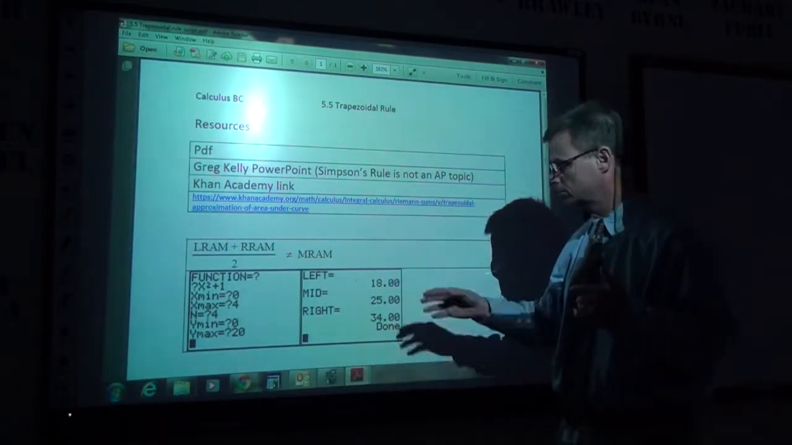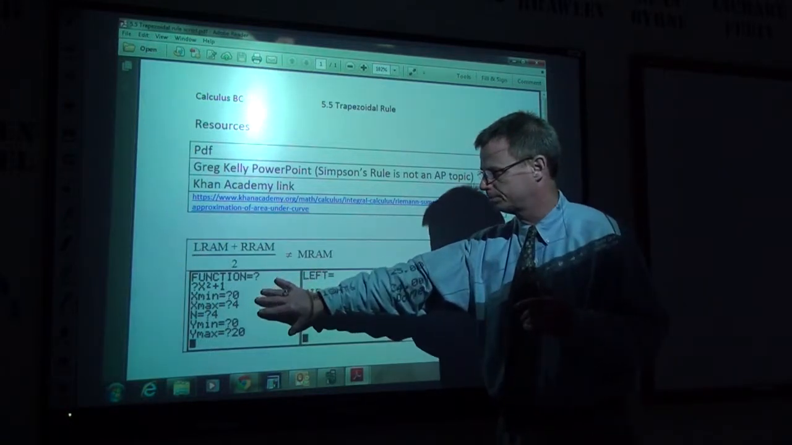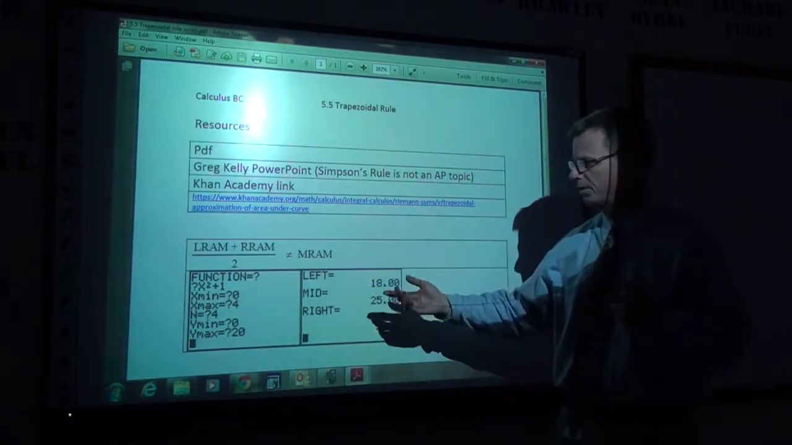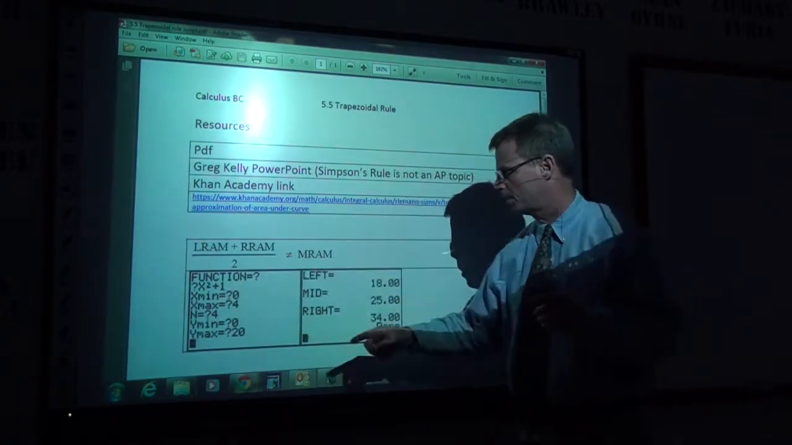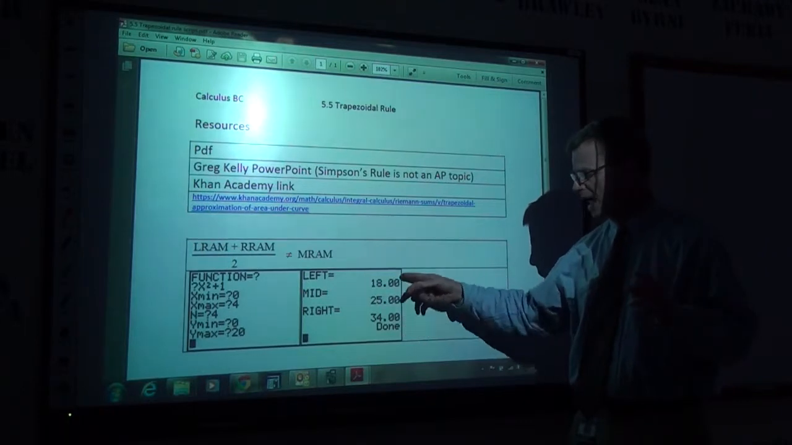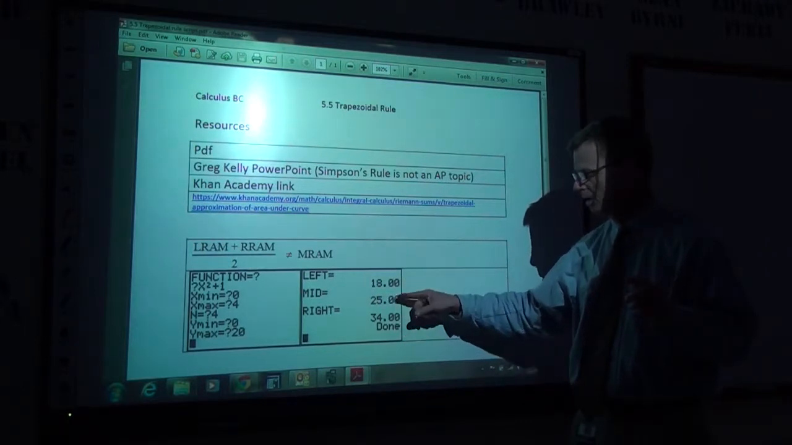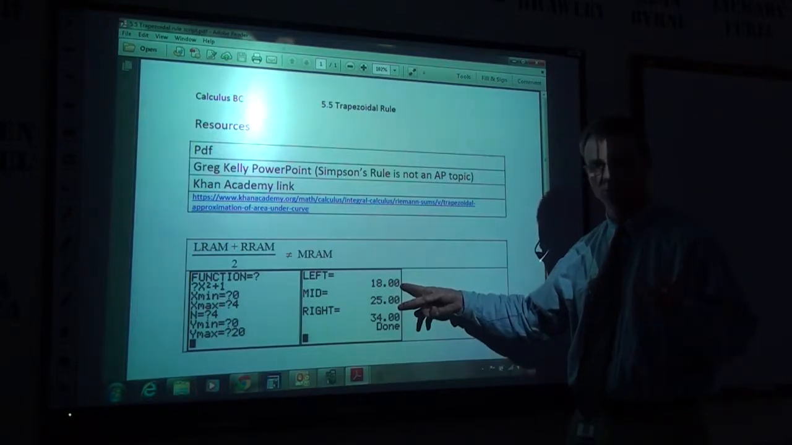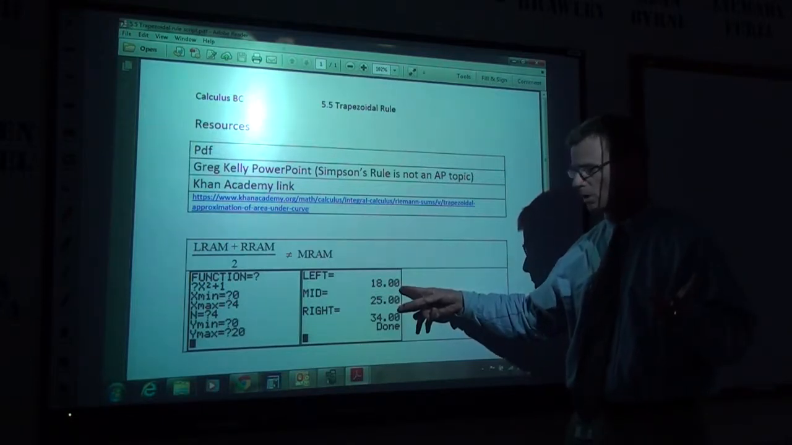Okay? So, here's an example from when we did this problem in 5.1, where this function, x squared plus 1, the program generated these values, but the MRAM value is not halfway between RRAM and LRAM. Okay?